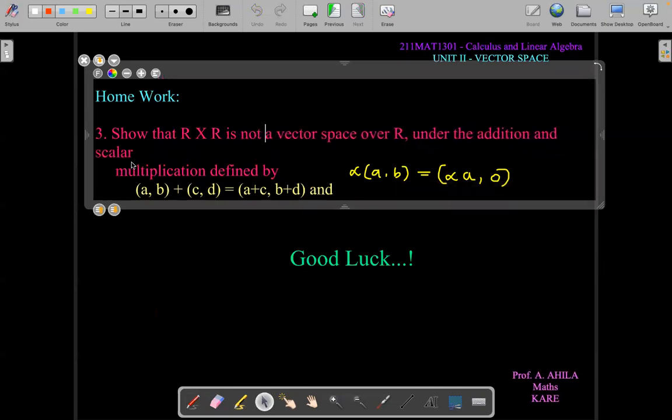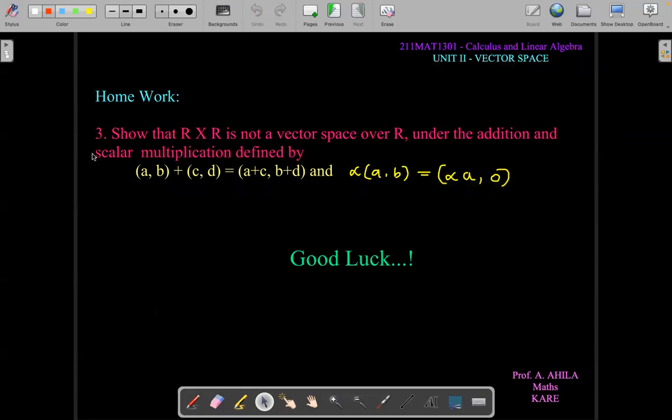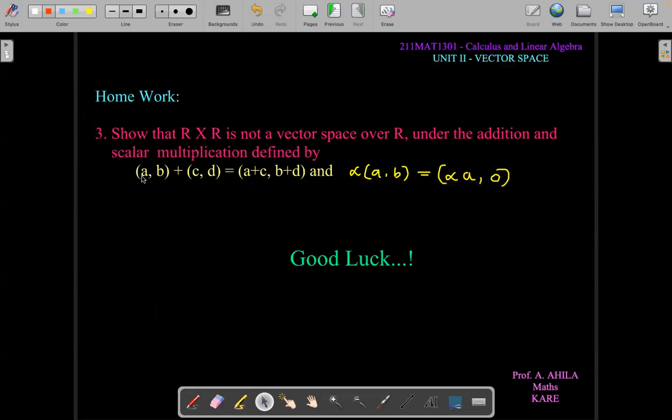Again, not a vector space over R under the addition and scalar multiplication defined by the same addition condition a comma b plus c comma d equal to a plus c comma b plus d. See the scalar multiplication alpha into a comma b equal to alpha a. The first ordinate we use the same, but the second ordinate goes 0. So alpha a comma 0. So similar to the previous problem, we need to make the changes wherever necessary. Okay. Solve this problem in the classwork note.